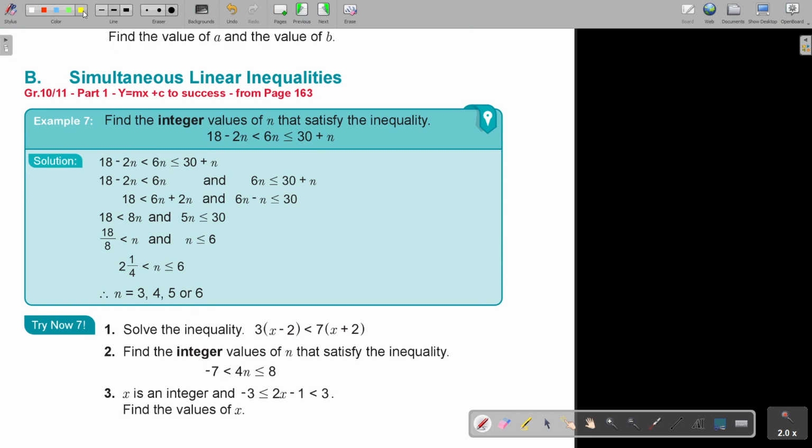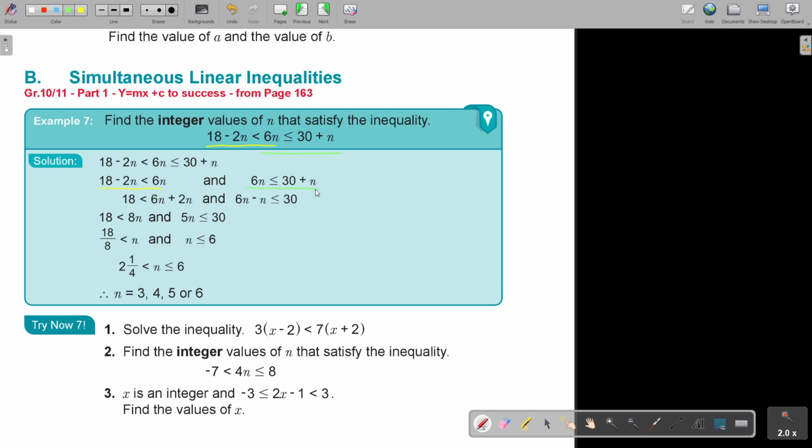Okay, so if I start here, I'm just going to say, find the integer values of n that satisfy the inequality. Now this is a double inequality. If they put it in double, the best way is to form two separate inequalities. So I take this and I form the one inequality, did you see there? And I take this and I form the other inequality.